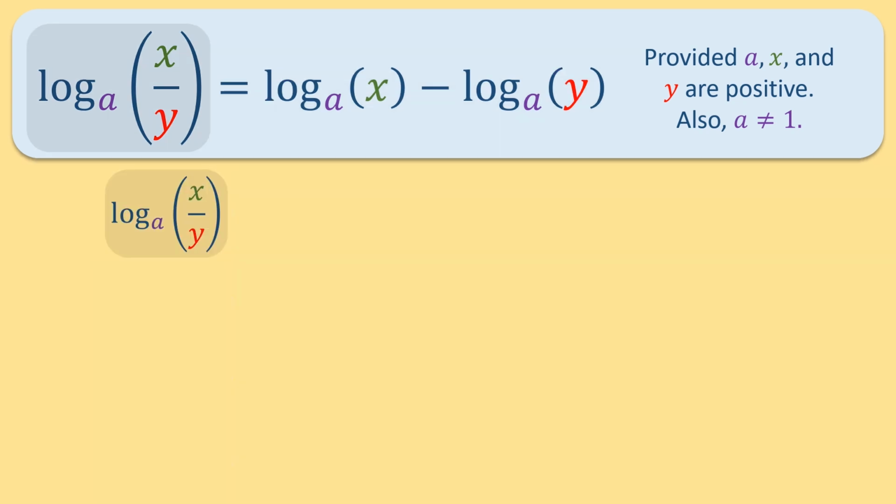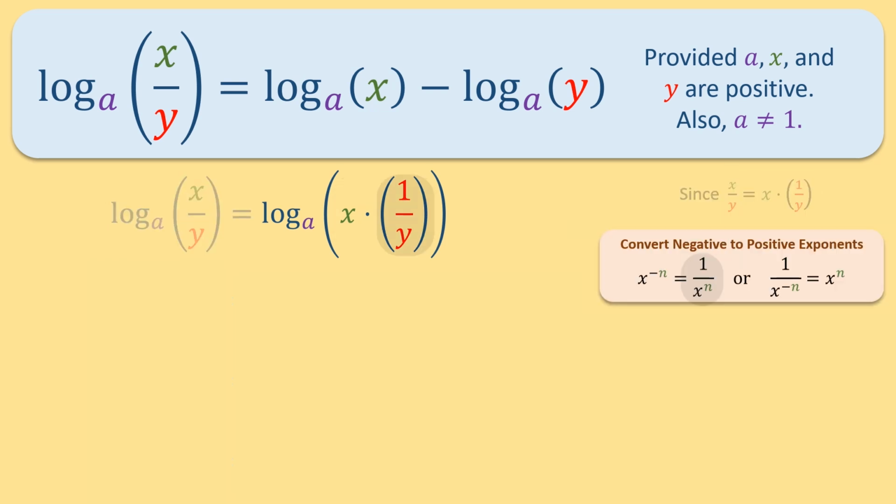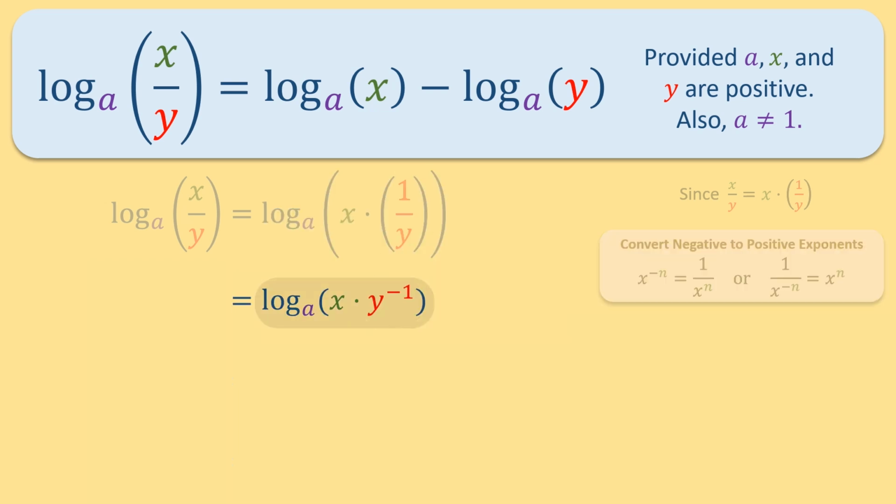Consider log base a of x divided by y. We can rewrite the inside of the logarithm as x times 1 over y, since x divided by y is equal to x times 1 over y. Next, focusing on 1 divided by y, we can rewrite this as y to the negative 1 power, using this rule here. We now have log base a of x times y to the negative 1 power.